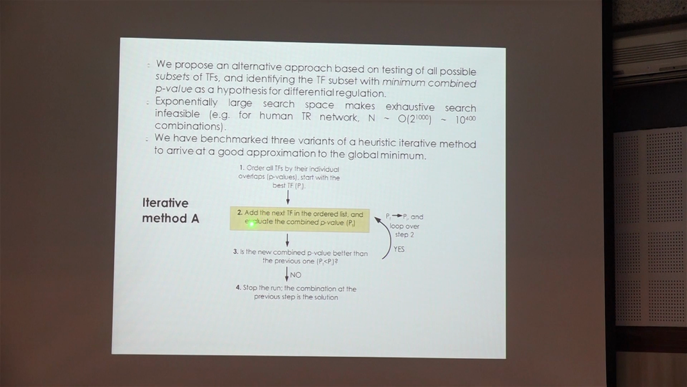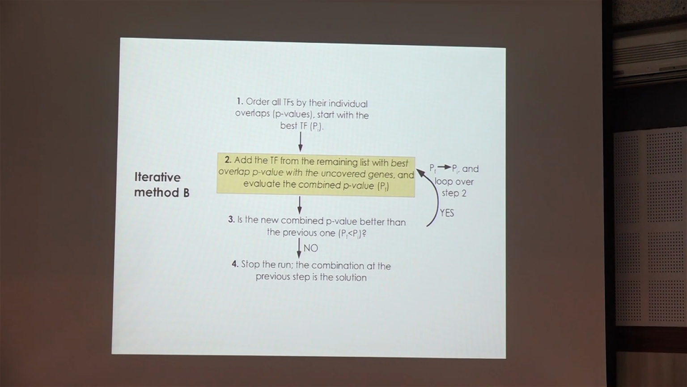In the first method, we add the next TF in the ordered list and evaluate the combined p-value with the previous transcription factors. If the combined p-value is less than the previous one, we go on iterating this until we get convergence. When we get convergence, we stop the iteration and say that that's an optimal solution that we have observed.